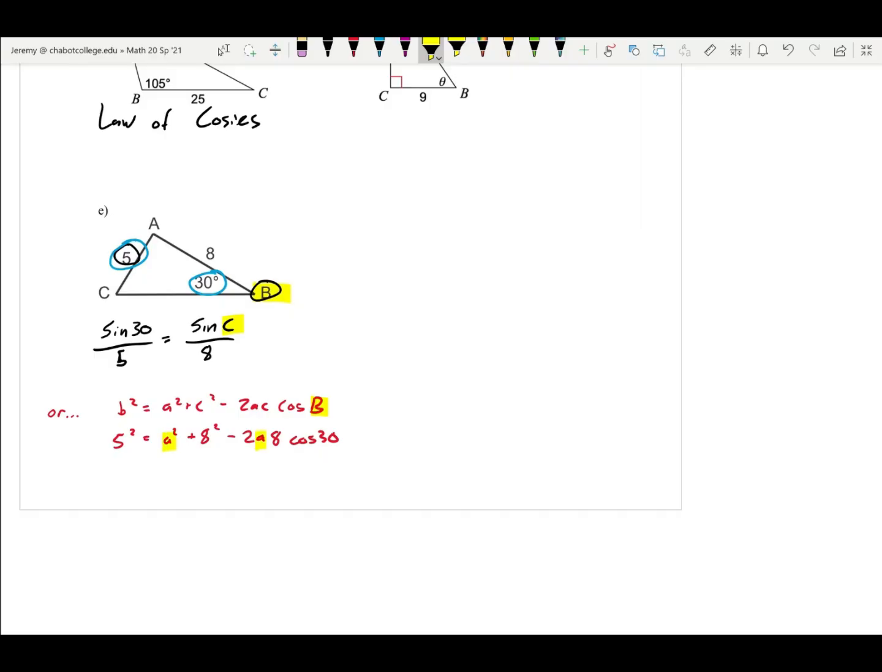But it's your pick here. You could use either approach, and if I'm being honest, this looks like a mess, right? I don't want to have to try and solve for a in this situation. I think it'd be a lot easier. I mean, path of least resistance is what we're after here. So I would much rather just go with law of sines, quickly solve for that angle C, and we've got a much better situation there. So I'm going to go with law of sines.